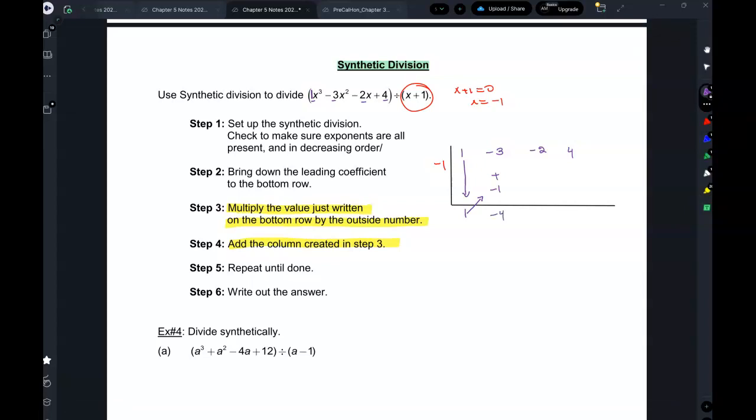So we're going to add this column. What are we going to get? -4. Okay, now, whatever makes it to the bottom row gets multiplied by -1. So what do I get? 4. Add, what do I get? Positive 2. Whatever gets to the bottom gets multiplied by the -1. This becomes -2. I add, I get positive 2. Now look, this last number is your remainder.